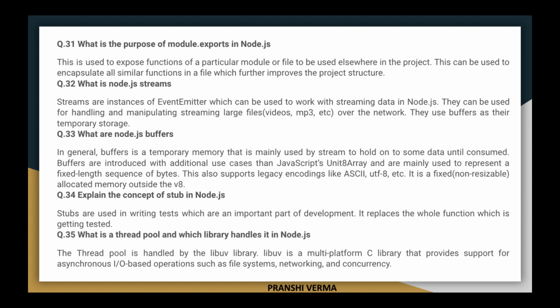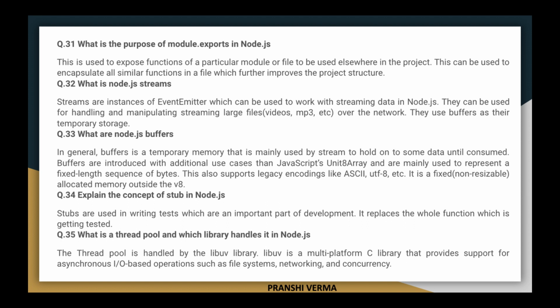A stub can be created using a testing framework like Mocha, or by manually creating a function that returns a predefined value. When a stub is called, instead of executing the real code, it returns the predefined value, allowing the test to proceed without requiring the actual functionality.